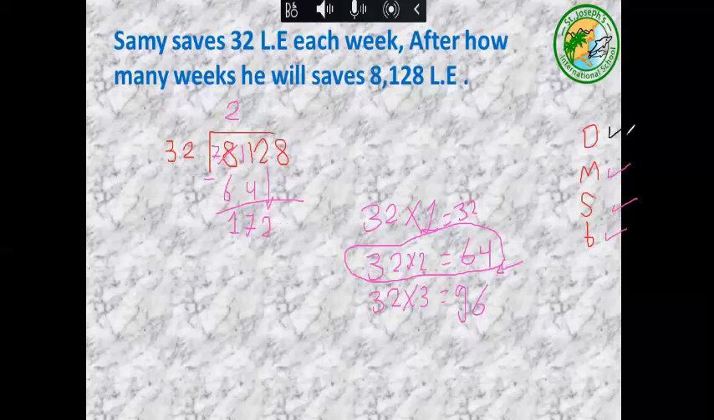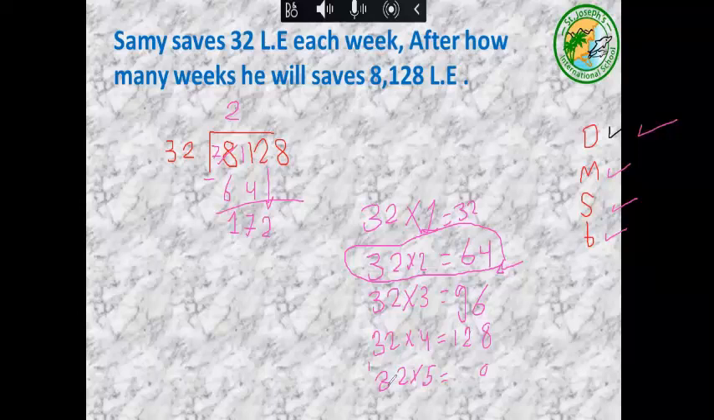Let's repeat our steps one more time. 172 divided by 32. This is the first step. So 32 times what equals 172? 32 times 4: 2 times 4 equals 8, and 3 times 4 equals 12. 32 times 5: 2 times 5 equals 10, 0 and carry up 1. 5 times 3 equals 15 plus 1 equals 16.